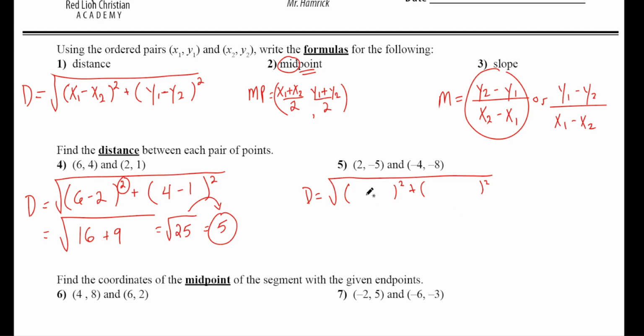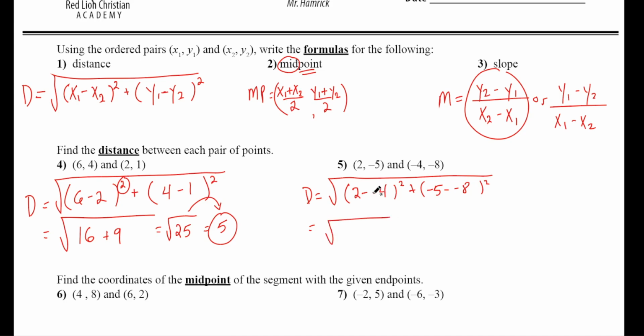Let's fill it in. Subtract the x's. I got a 2 and a negative 4. So it's 2 minus negative 4. Don't forget both of those minuses, okay? This is because it's x1 minus x2, and this is because it's a negative 4. Let's do the y's. Negative 5 minus what? Negative 8. Okay?